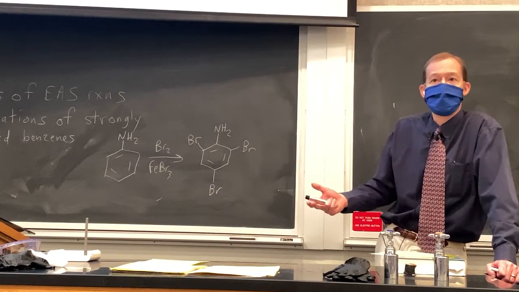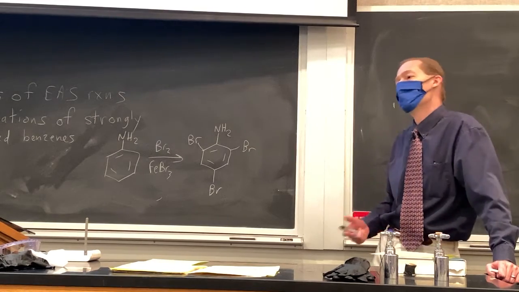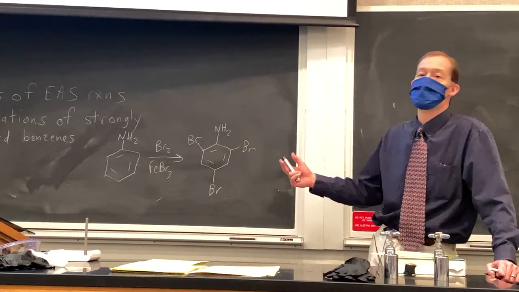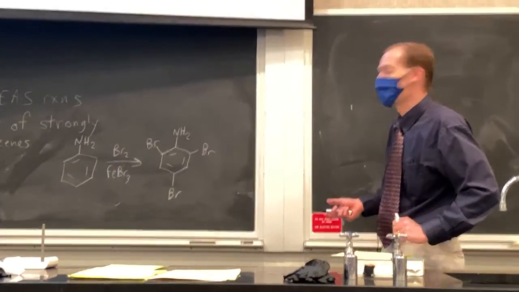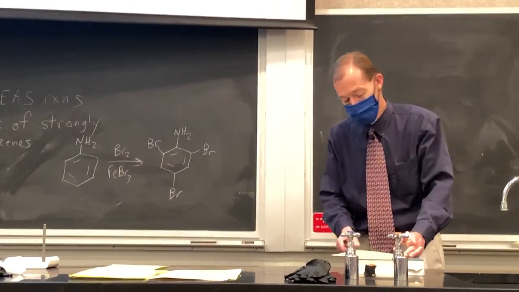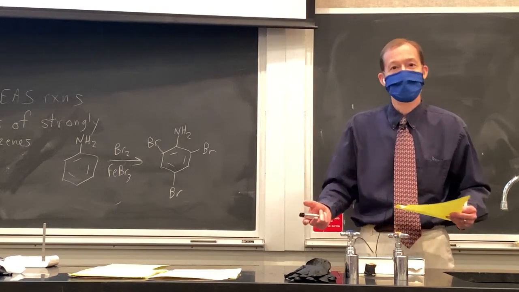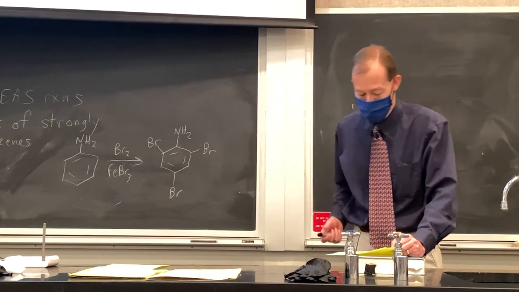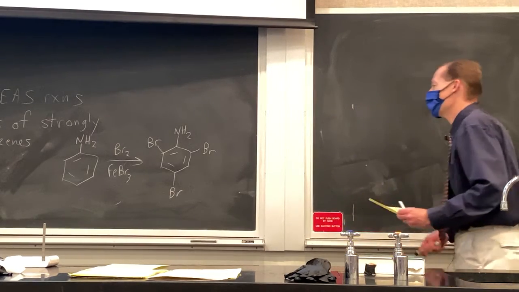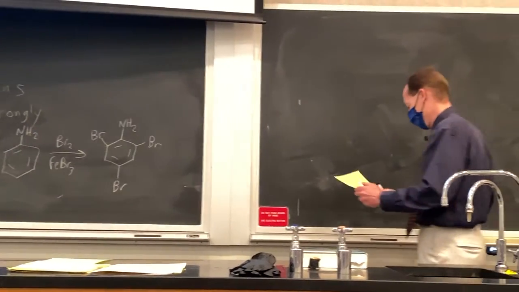If we limited the amount of bromine, we would end up with mixtures of products. We would have some monobrominated, some dibrominated, some tribrominated, and then some unreacted starting material. So we'd end up with a mess. And we don't want messes. Usually when we're doing organic reactions, we want clean processes that give us a single product, or at worst, 2 products that we can separate. So how do we solve this problem? There's actually 2 ways we can solve it.